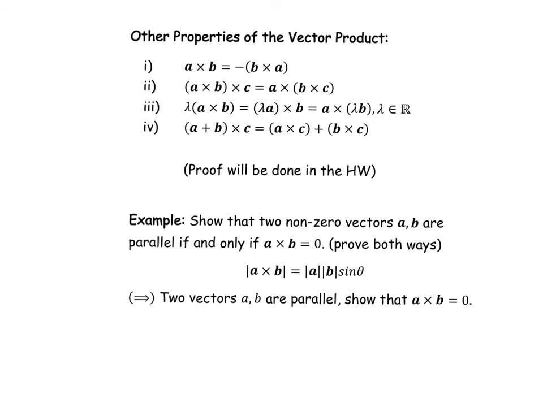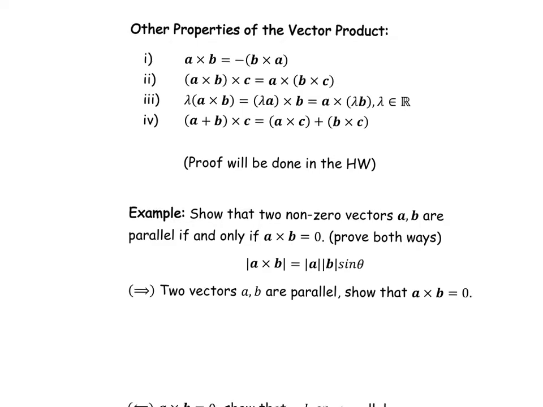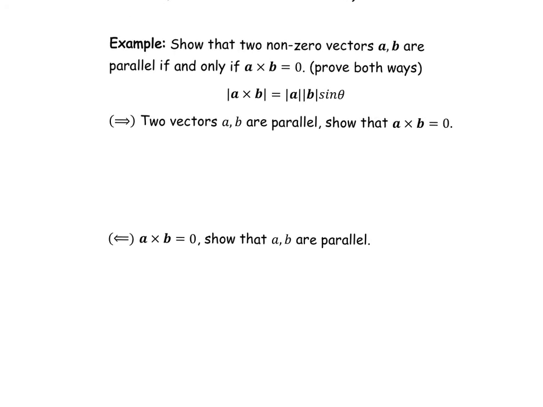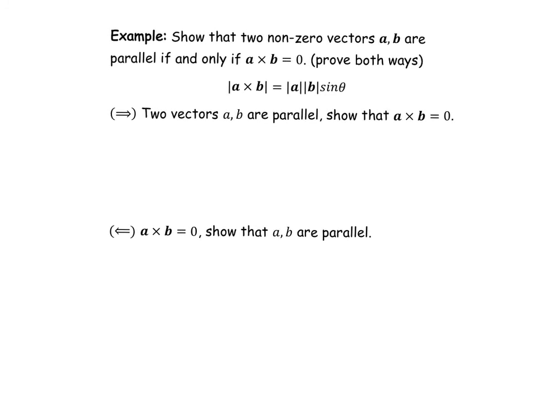Okay, some other properties of the vector product, 1 through 4 there. Those you're going to prove in your homework, so have fun with that. That's cool. Let's look at an example. And this example here actually is going to take us back to our chapter on proofs, which was first semester. So here we have what's called an if and only if proof. Okay, if you ever get an if and only if proof, what that means is you have to prove this in 2 directions.